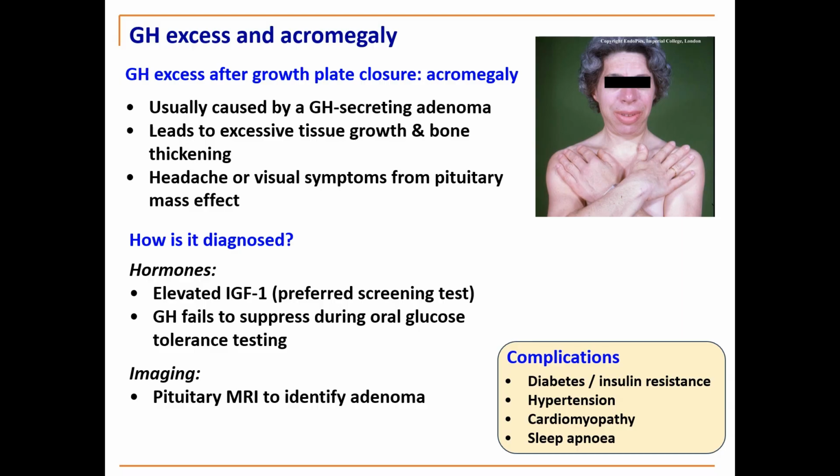And complications, as we touched on a little bit earlier, in adulthood can lead to diabetes and insulin resistance, can lead to hypertension, can lead to cardiomyopathy, where the size of the heart increases, and sleep apnea because of an increase in the soft tissue, making breathing at night particularly difficult.